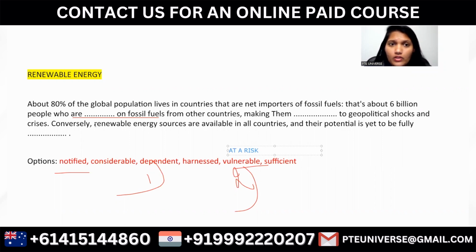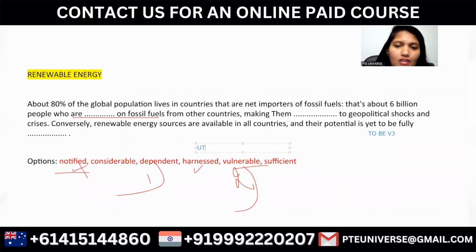Conversely, renewable sources are available in all countries. Potential is yet to be fully dashed. After to be verb comes the third form. That's the rule. So we see the options, harnessed, notified. Potential is yet to be fully notified doesn't make sense. Harnessed makes sense. But if you don't know the meaning of the vocabulary, I've eliminated the option. Elimination strategy, made you understand. Let's now know the vocabulary. Harness means to utilize, so the potential is yet to be fully utilized.